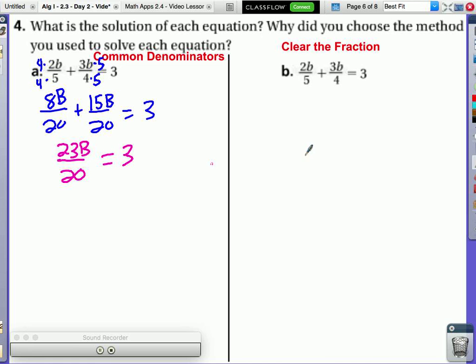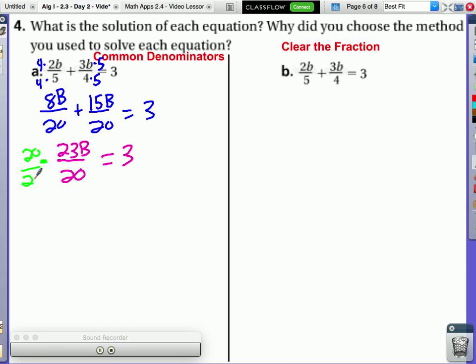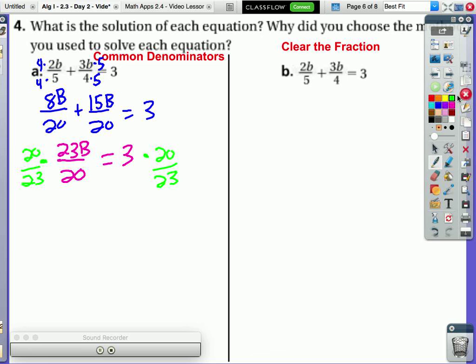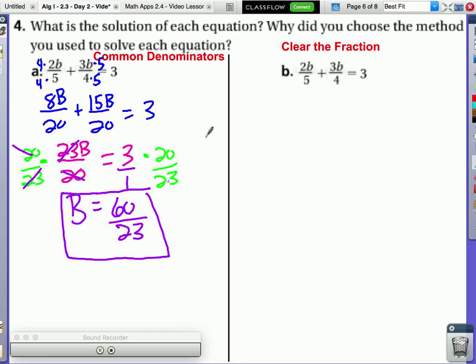8b plus 15b is 23b equals 3. And again, remember, always to get rid of a fraction, we multiply by the reciprocal. So multiply each side by 20 over 23. We know the 20s will cross out, 23s will cross out, so we're left with b equals. This one we can't cross cancel anywhere, so 3 times 20, 60 over 1 times 23, 23. You can leave your answer like that today.